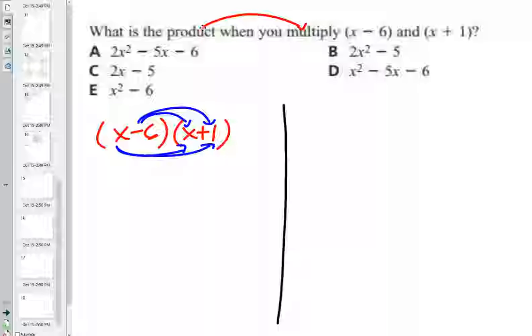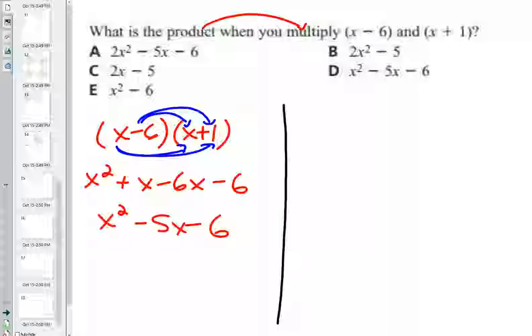Okay, what is x times x? It is x squared. X times 1 is x. Negative 6 times x is negative 6x. Negative 6 times 1 is minus 6. So we get x squared minus 5x minus 6, combined like terms. Okay.